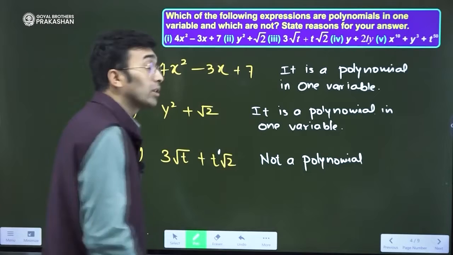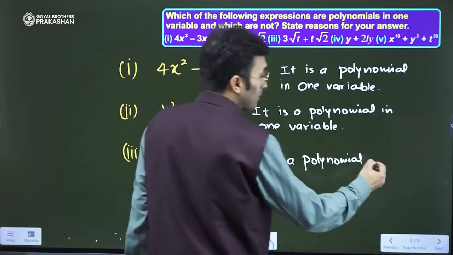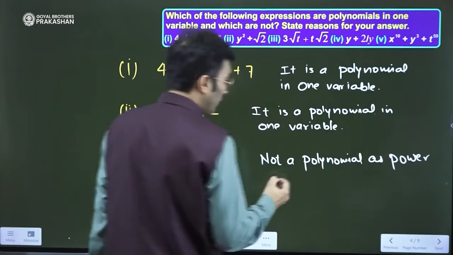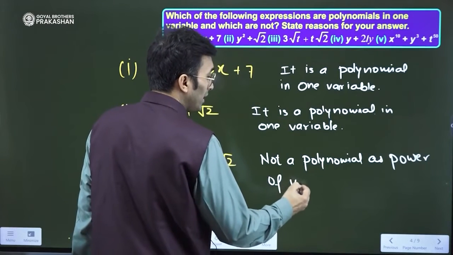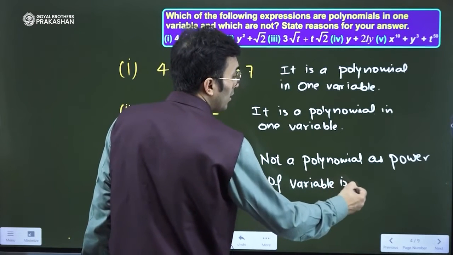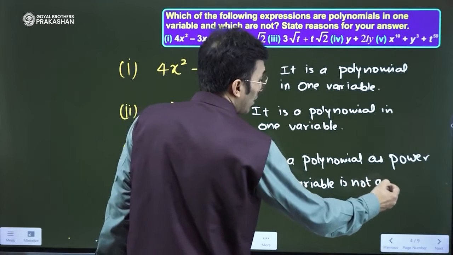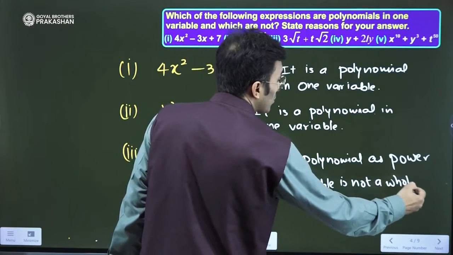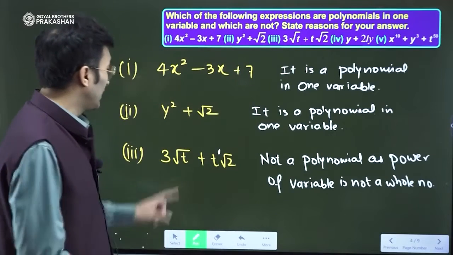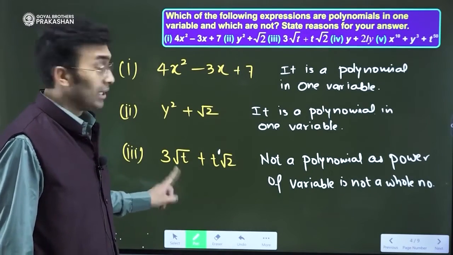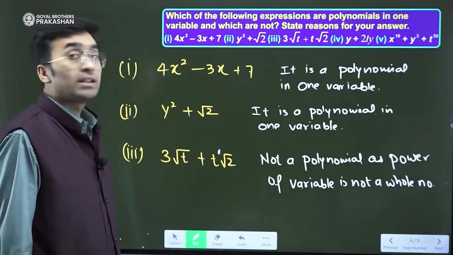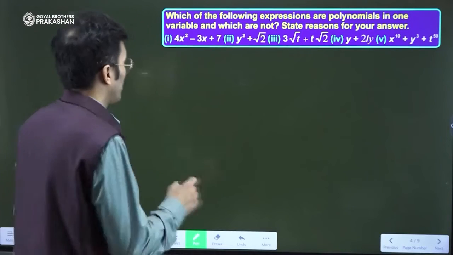Why is it not a polynomial? As the power of the variable is not a whole number. What I told you, the power of the variable should always be a whole number. So this root t is a problem here. That's why it is not a polynomial. I hope till here it's clear. Now we are going to see the fourth question.